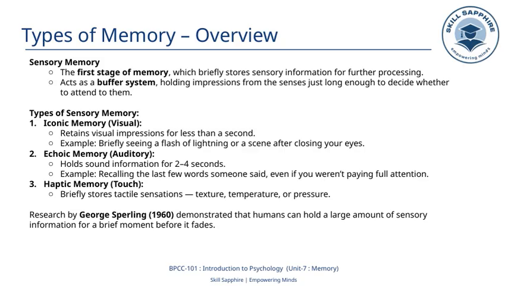A key piece of research that helps us understand sensory memory better was conducted by George Sperling in 1960. He showed that humans can hold a surprisingly large amount of sensory information for just a brief moment before it fades away. Understanding sensory memory is crucial because it forms the foundation for how we process and transfer information into our short-term and long-term memories.